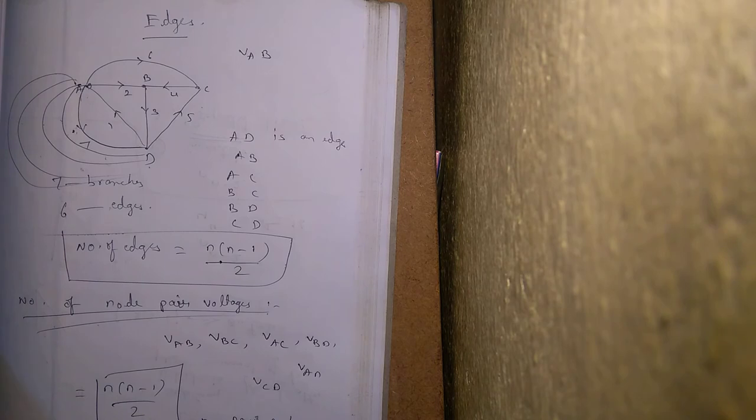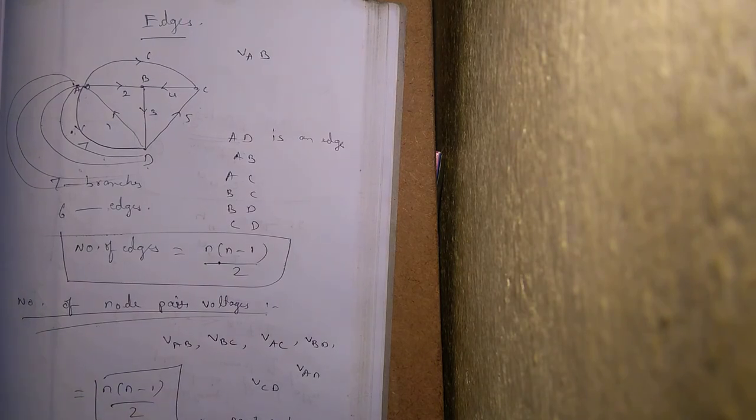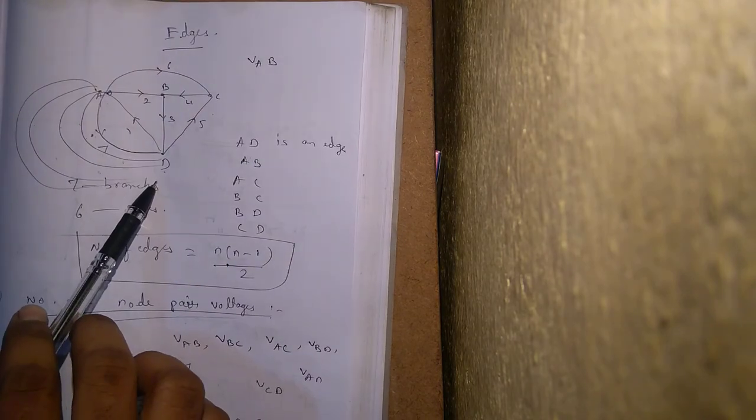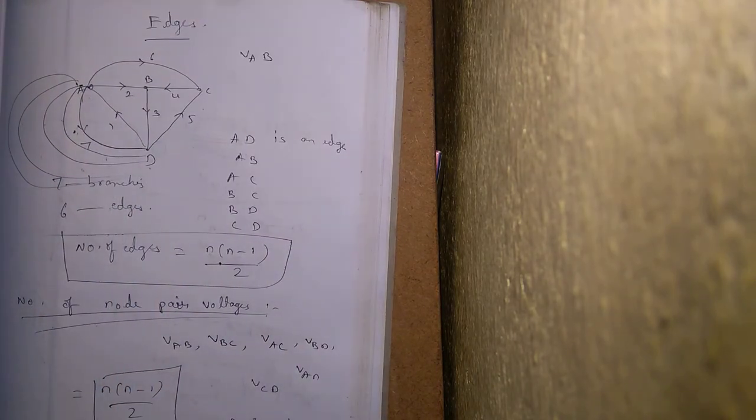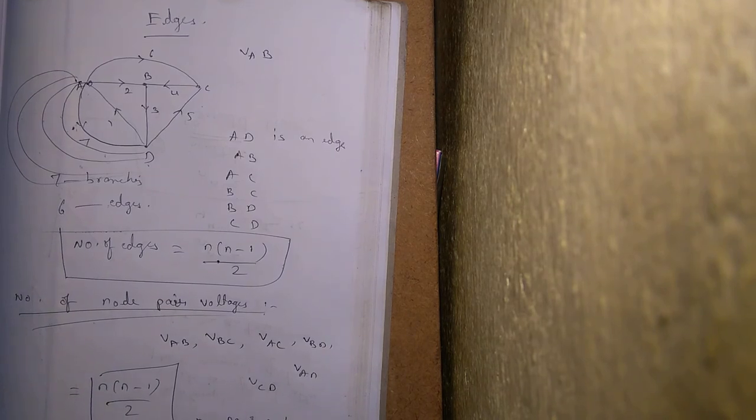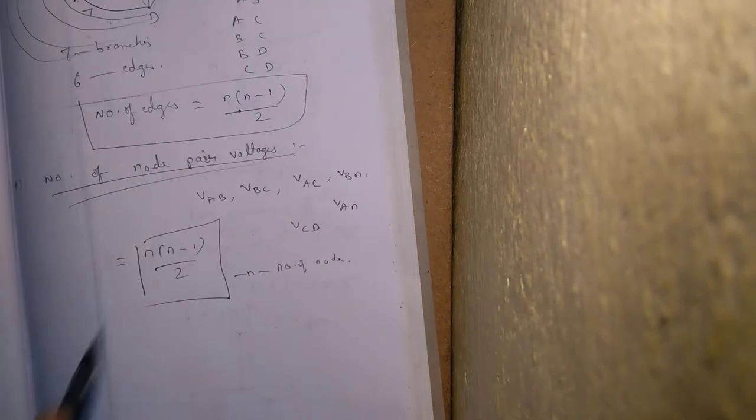And even edges are also node specific. It depends on number of nodes, right? So let us quickly observe some points here. There are some points to be observed which are very, very important. You always commit mistakes there. So I'll quickly discuss 2 observation points.